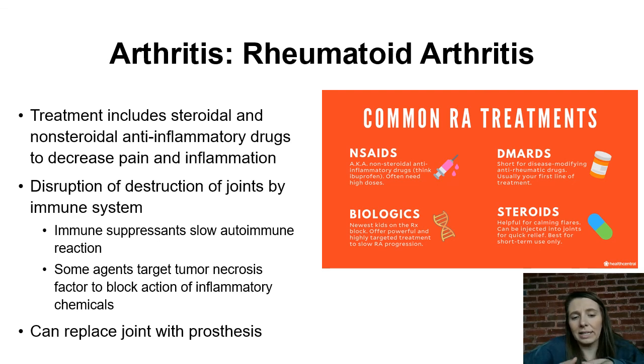And there's also some agents that can target the tumor necrosis factor, TNF, which is a protein, so that actually can block the action of inflammatory chemicals. And then another option with treatment is you can replace the joint with a prosthesis. So do a total joint replacement, whether that be a knee replacement, hip replacement, or so on.